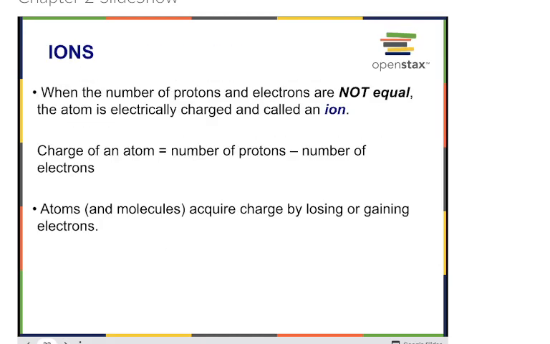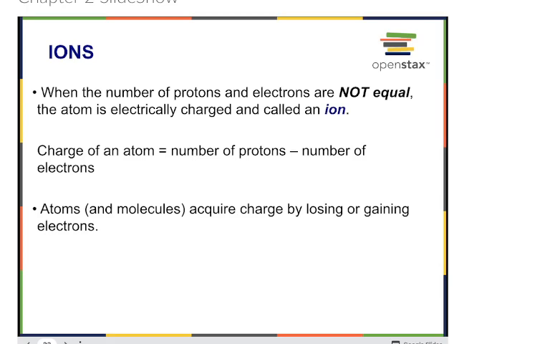Just to review, as this is a very important concept that we will carry with us through chemistry. When the number of protons and electrons are not equal, the atom is electrically charged, and this is called an ion. The charge of an atom, or the ionic charge, is equal to the number of protons minus the number of electrons. Now, if you remember, protons are positively charged, electrons are negatively charged. So basically, the charge of an atom is the net charge of the ion.